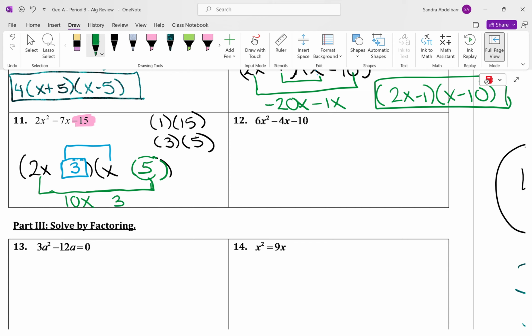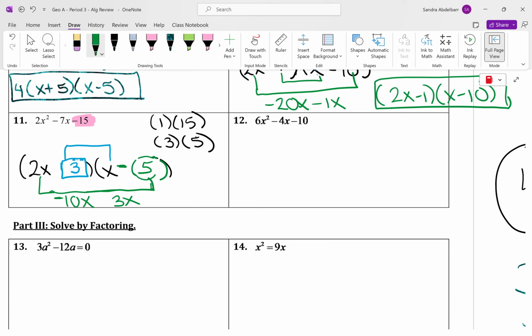All right, what do we have now? So now I have a 2x times 5 is a 10x. A 3 times x is a 3x. Is there a combination of 10x and 3x that could get me to that negative 7? Yes. Which one should be negative? The 10x or the 3x? The 10x should be negative. If the 10x should be negative, where should I put the negative? Should I put it with the 2x or should I put it with the x for me to get a negative 10x?